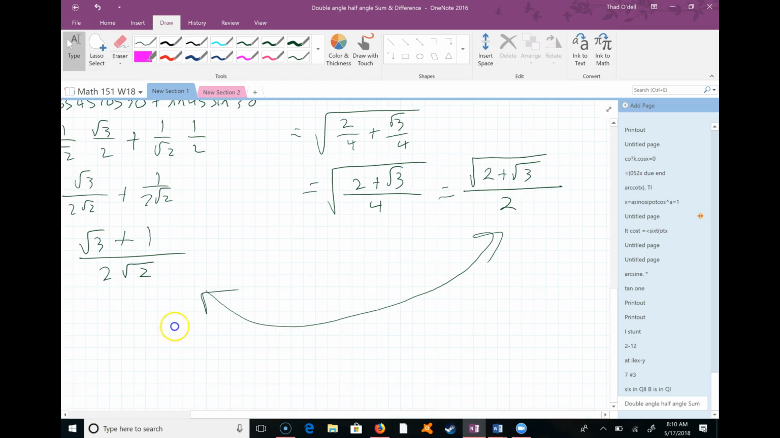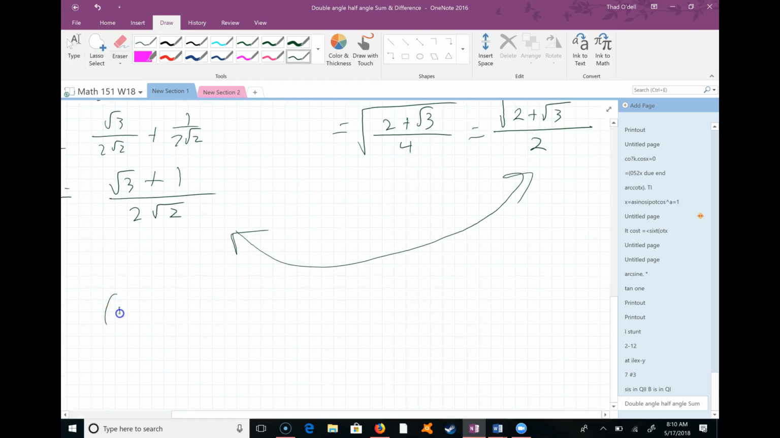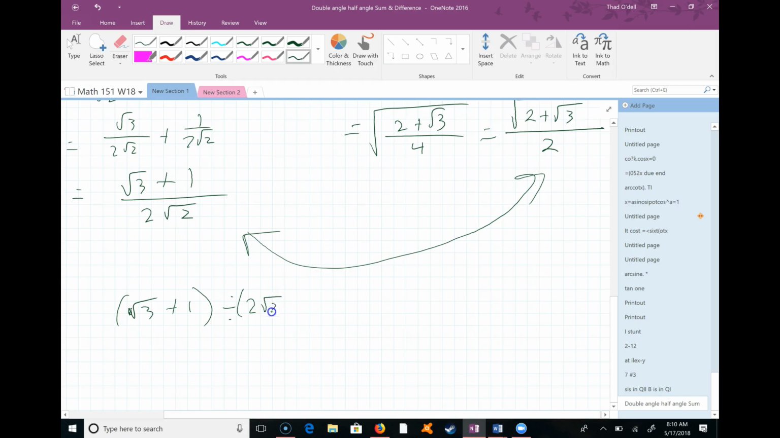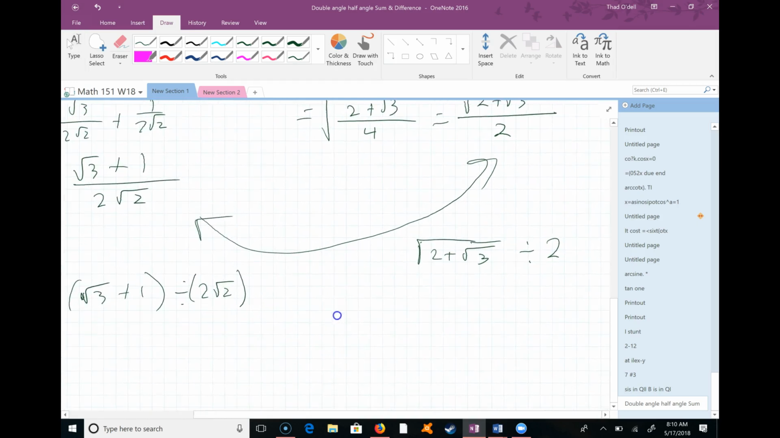So just so that your heart is okay and settled, I want you to take out your calculator right now, along with me, and I want you to type those two things into your calculator. So this one, you're going to write parenthesis, square root of 3 plus 1, close parenthesis, divided by, parenthesis, 2, square root of 2, close parenthesis. And over here, you're going to go square root of 2 plus square root of 3. So all that should be inside parentheses, and then divide by 2. And see if you get the same answer. Okay? So I'm going to do that right now, and you do it also on your respective calculator.